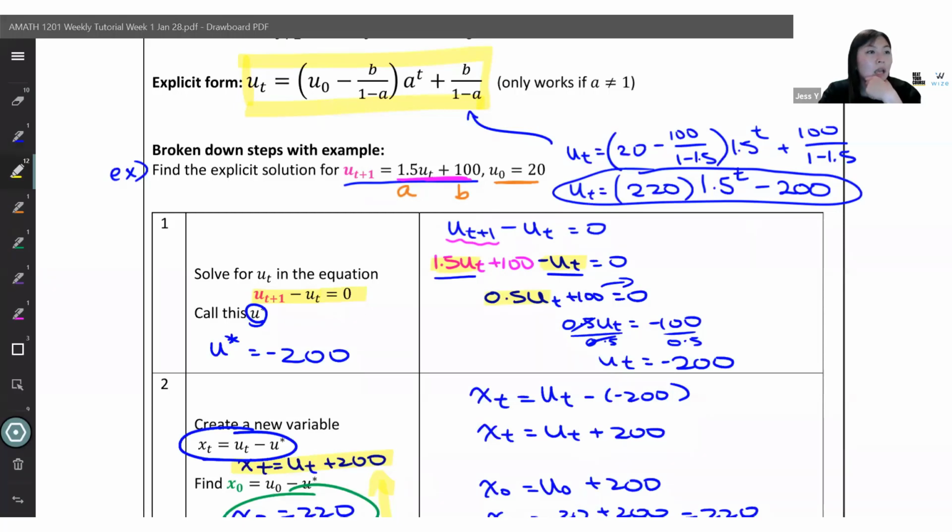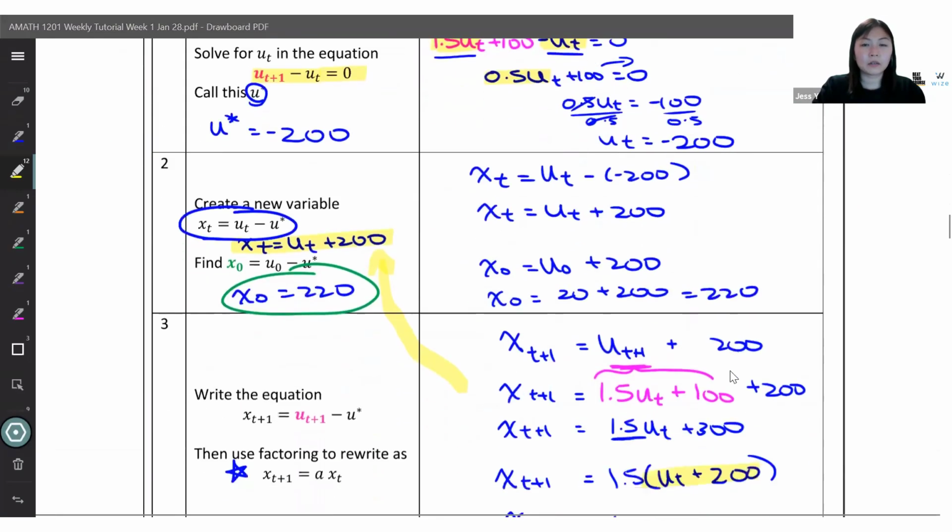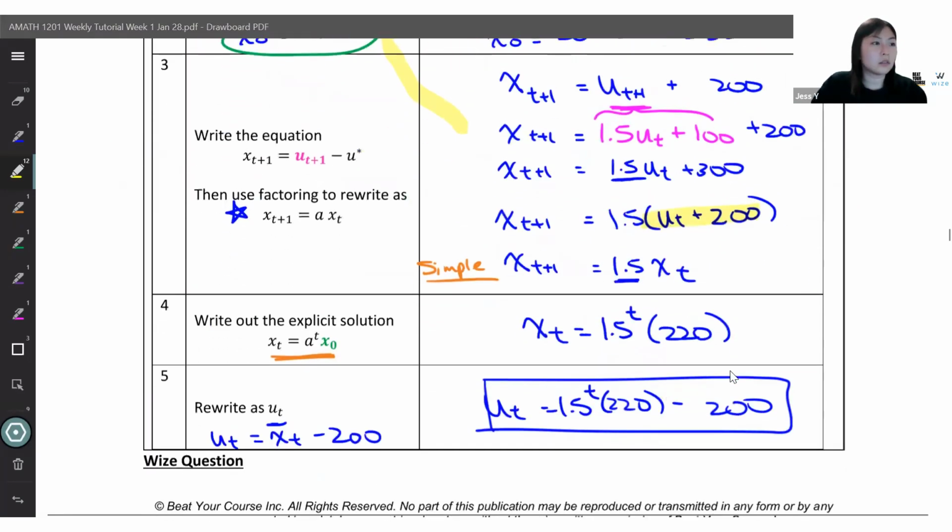How did we know that a was 1.5? Yeah, we just have to know the forms of these things. That's why I put them in those boxes for you to kind of memorize. When they give u sub t plus 1 as a recursion model, whatever number is in front of your u sub t, that is your a. So that's how we know that a was 1.5 in this question. Okay, yep, I'm going to scroll back down. Sorry, I scrolled up too early. Here's the chart.